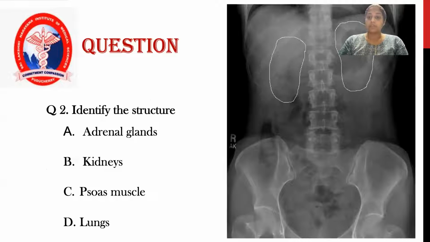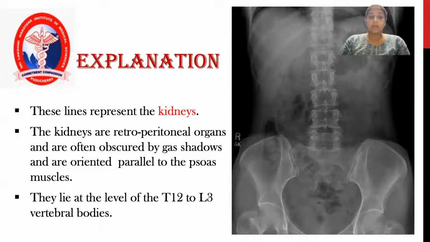What about these structures which are parallel to the vertebra and the lower thoracic and the upper lumbar levels? It should be the kidneys. As we all know, the kidneys are retroperitoneal organs. Most of the time it is obscured by bowel gas. It is usually oriented parallel to the psoas muscles.